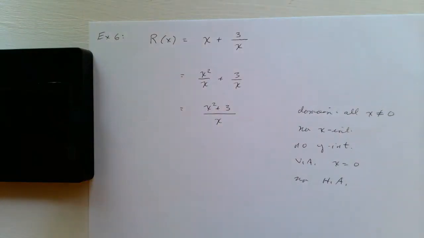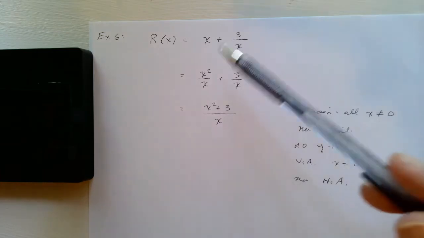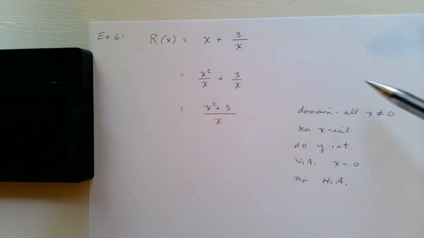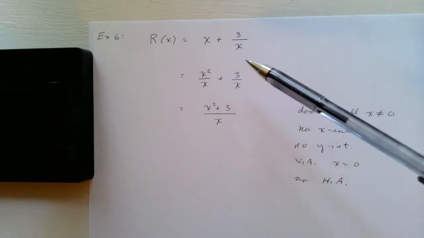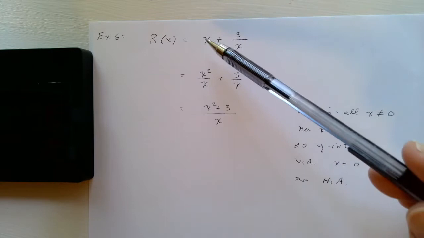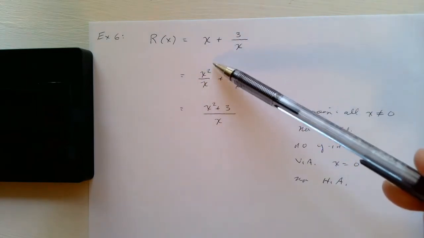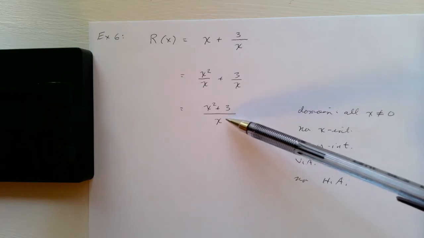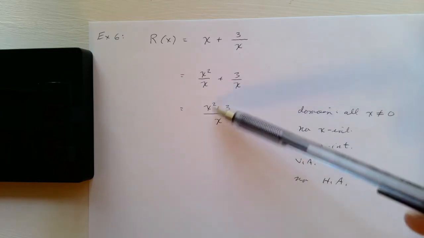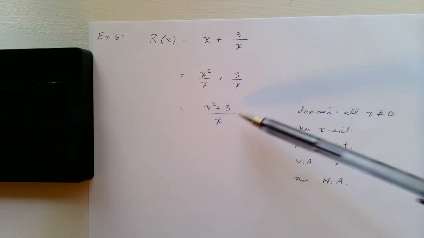All right, in this second to last example, we look at a rational function which is not really in the usual form of a rational function as a fraction. This is a polynomial plus a fraction. But we said last time we can combine this by getting a common denominator, taking this x and multiplying it by x over x to get x squared over x, add them, and we get x squared plus 3 over x. So now it looks like a normal rational function.